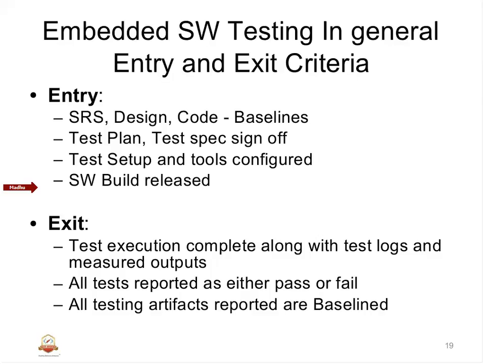As an outcome of this life cycle, what is the exit criteria? Test execution completion along with the test logs and measured outputs. So we say the testing lifecycle is complete when test execution is completed with test logs or reports generated, and any measurements that we have done as an output of this testing activity. All tests should be reported either as pass or fail. That means each test needs to have a report of whether it passed or failed.